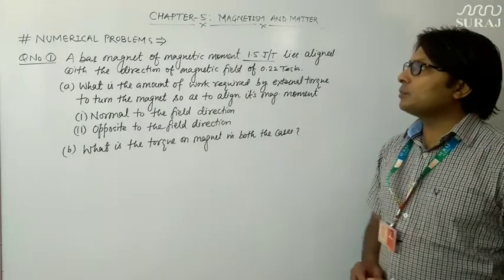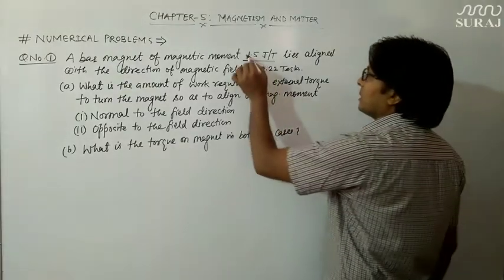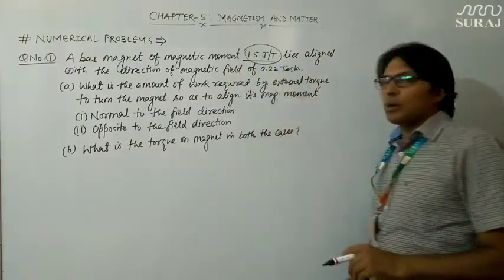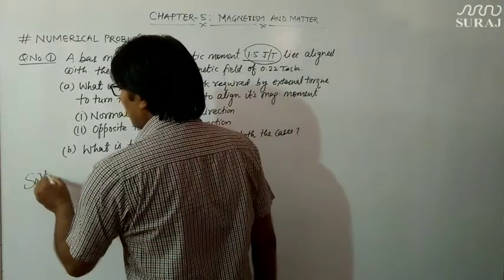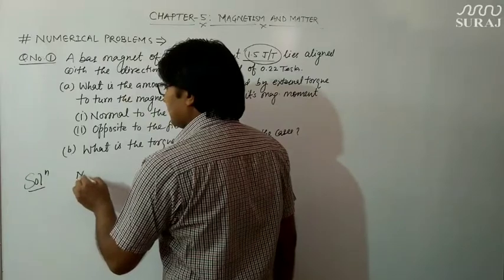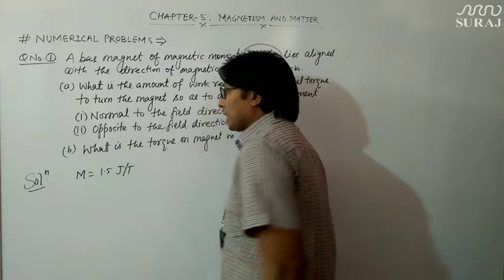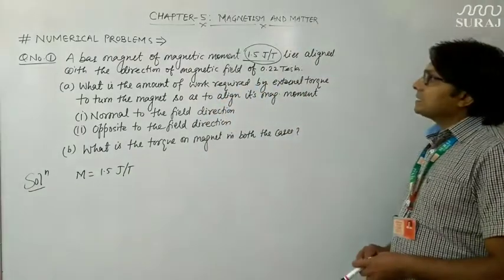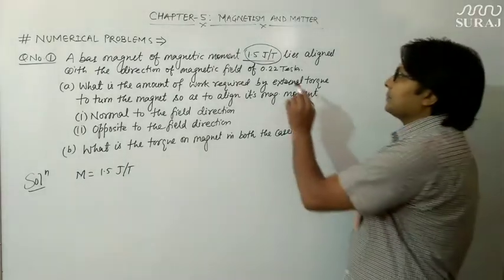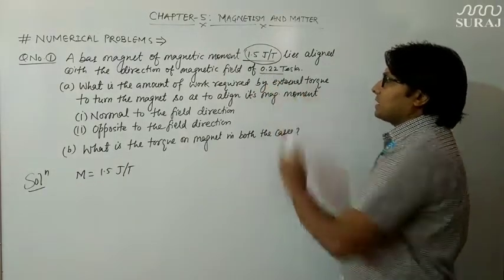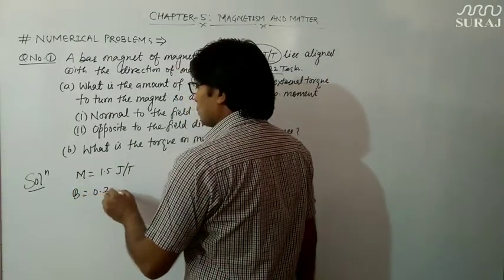A bar magnet of magnetic moment 1.5 joule per Tesla. Here we have been given the magnetic dipole moment of the bar magnet, and you know that we denote the magnetic dipole moment by M. So M has been given as 1.5 joule per Tesla. It lies aligned with the direction of a magnetic field of 0.22 Tesla. This is the value of the magnetic field, which is denoted by B. So B is given as 0.22 Tesla.